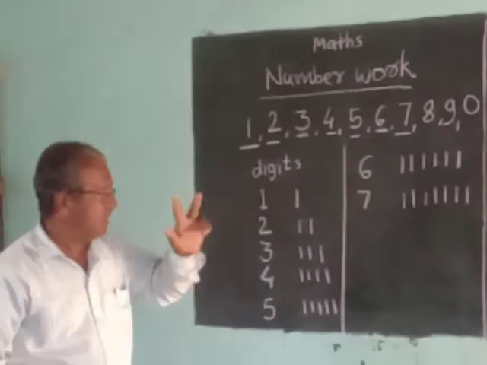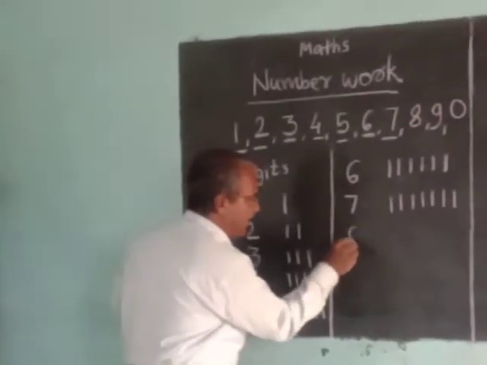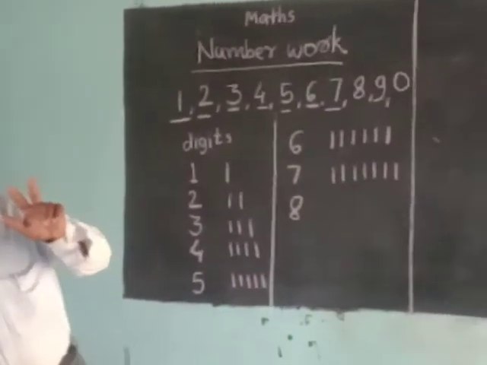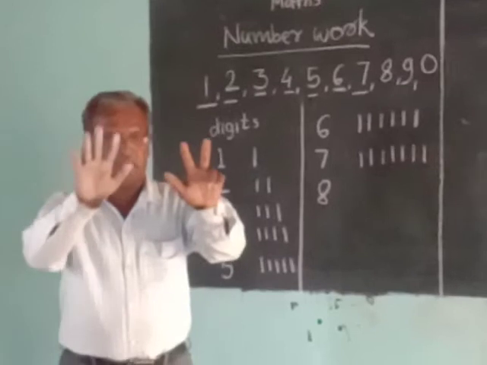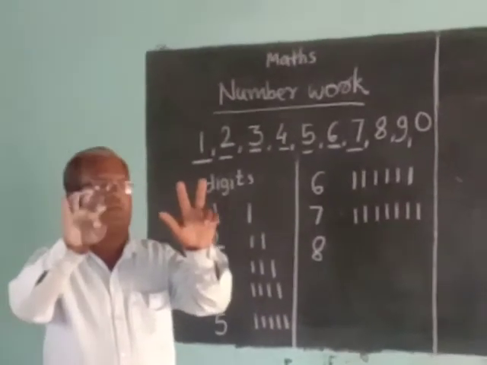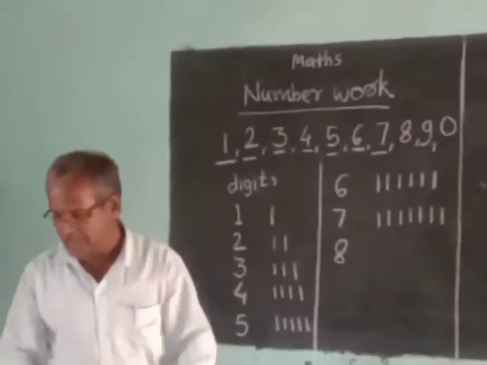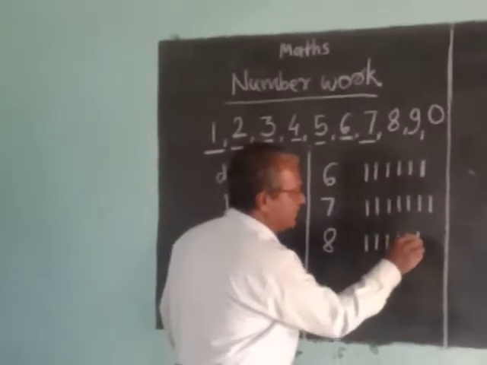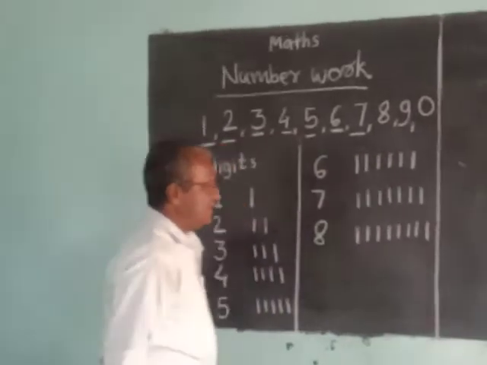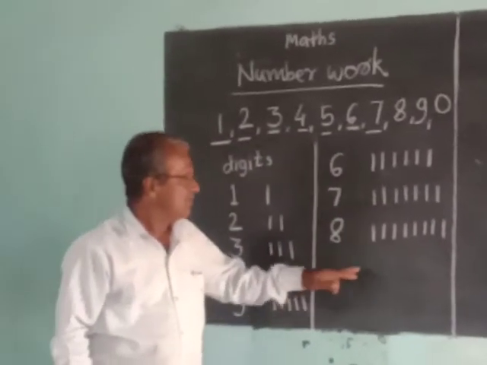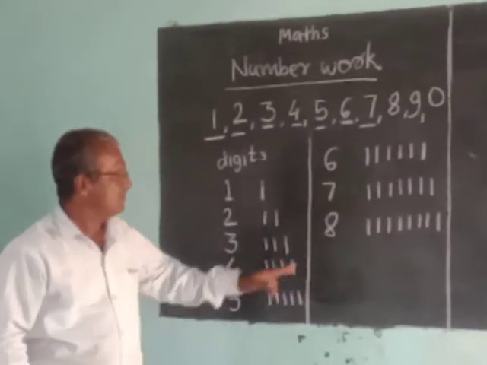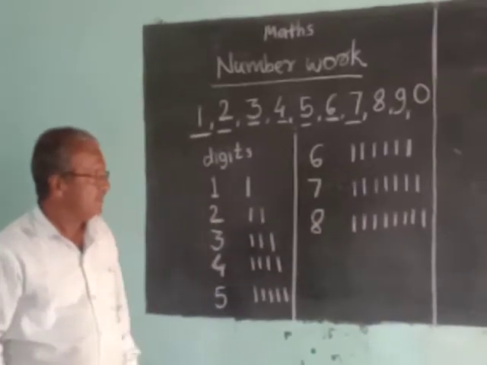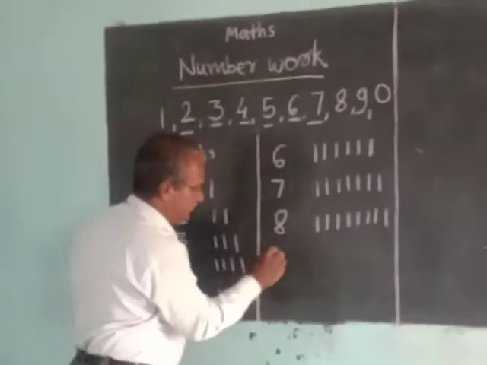Now I write the next symbol here at first. If I add the third finger of the other hand, it makes 1, 2, 3, 4, 5, 6, 7 and 8. I have counted 8 fingers and drew 8 lines for the 8th symbol.